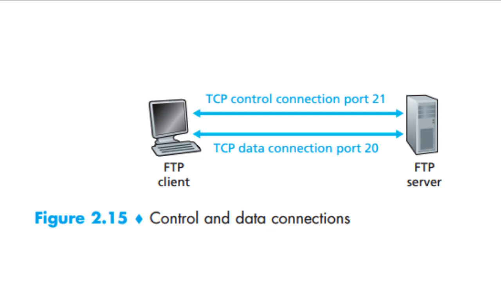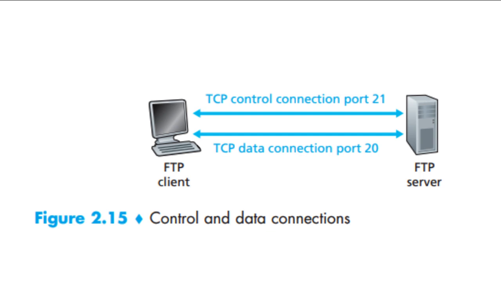The FTP control and data connections are illustrated in figure 2.15. When the user starts an FTP session with a remote host, the client side of FTP first initiates the control TCP connection with the server side. Then the client side of FTP sends the user identification and password over this control connection. Then, when the server side receives a command for a file transfer over the control connection, FTP sends exactly one file over the data connection and then closes that data connection.